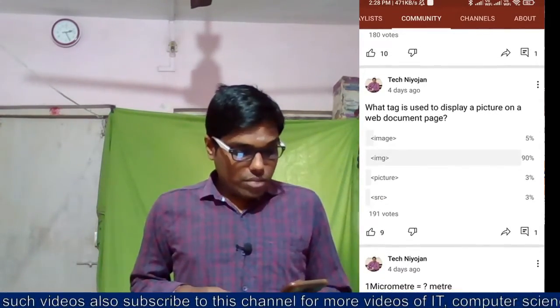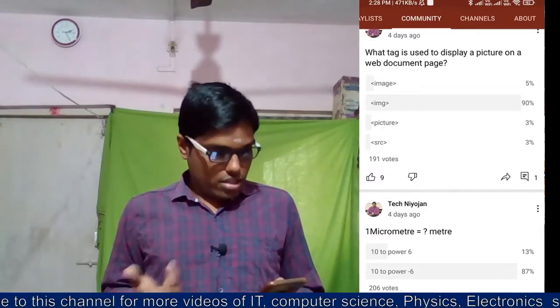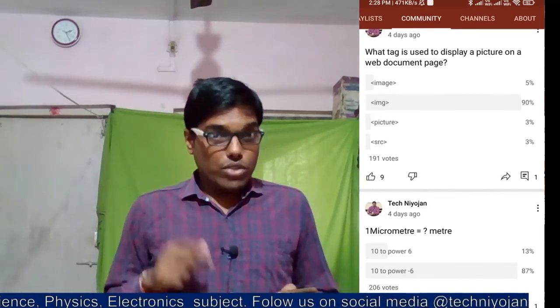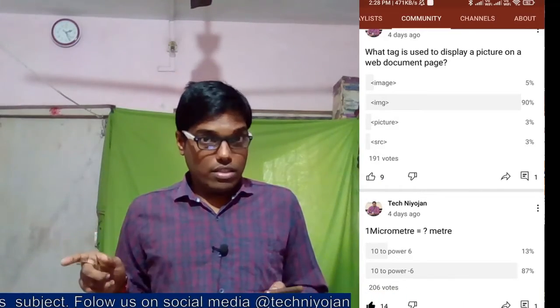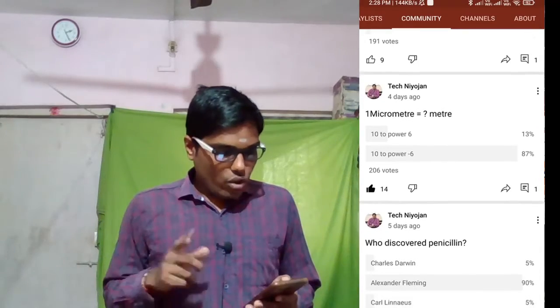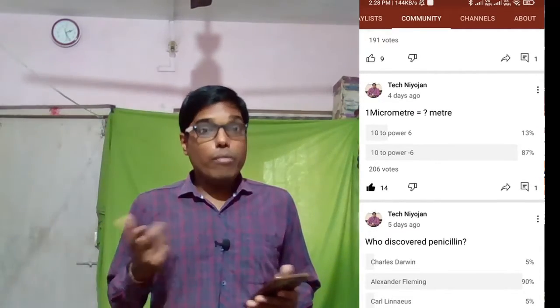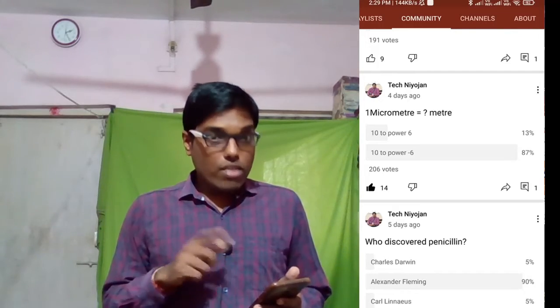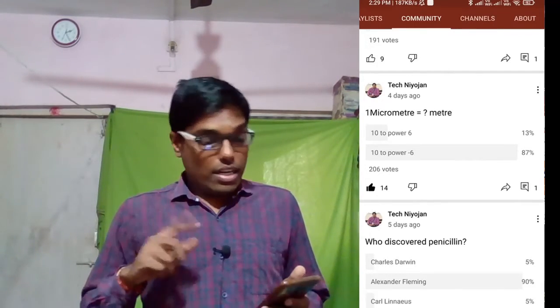What tag is used to display a picture on a web document? Yes, you have given it correctly, students. It's image, IMG, not IMAG, right? It's the IMG tag, a standalone tag, right? 1 micrometer is what? 10 to the power minus 6. If it is asked as 1 meter is equal to how much micrometer, then it would be 10 raised to power 6.